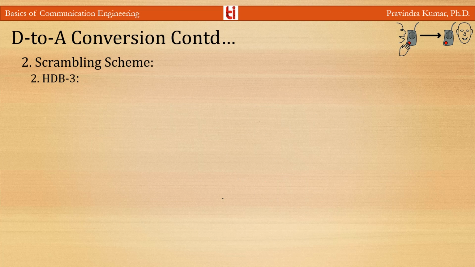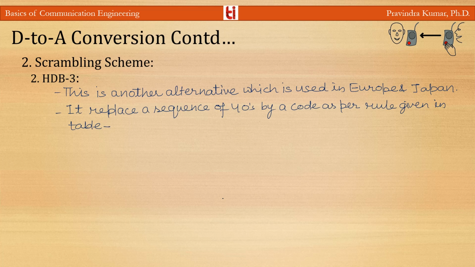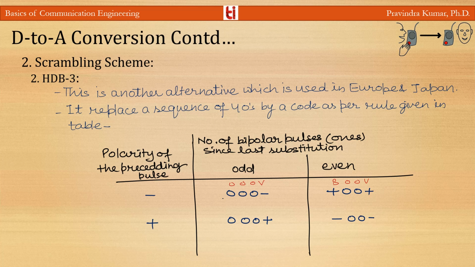Now HDB3, high density bipolar 3 zeros. This is another alternative, used in Europe and Japan, and it replaces a sequence of four zeros by a code according to the rule given in the table, based on the polarity of the preceding pulse. If the preceding pulse is negative and the number of bipolar pulses since the last substitution is odd, it is replaced by 0 0 0 minus. If the preceding pulse is negative and the number of bipolar pulses is even, it is replaced by plus 0 0 plus.